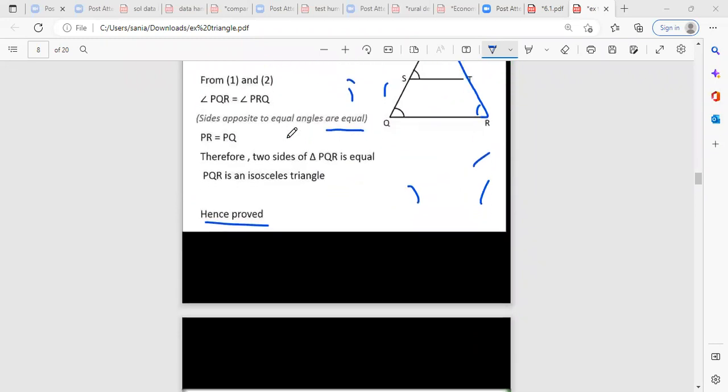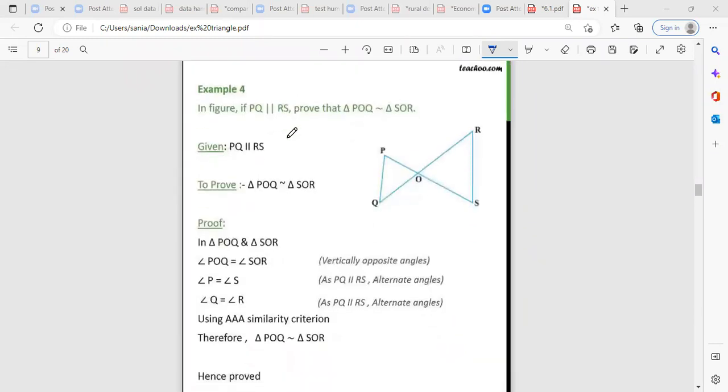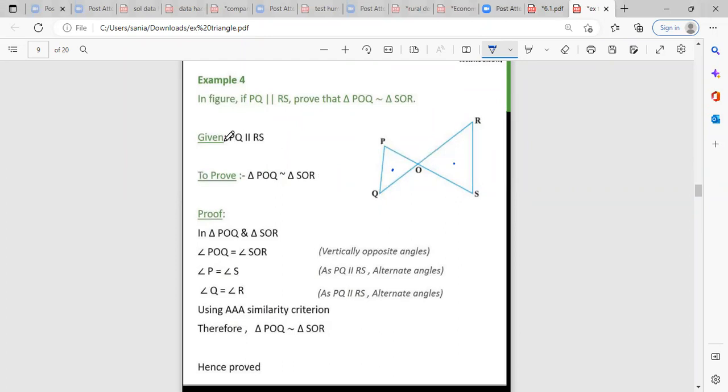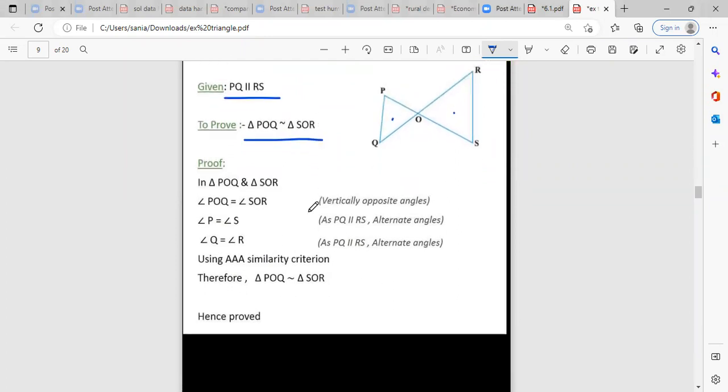Okay. So we'll do the next one, which is example 4. In the figure, you can see PQ is parallel to RS. And you have to prove that this triangle is similar to this triangle. So this is given, you have to prove this. Let's just prove it. Very easy.